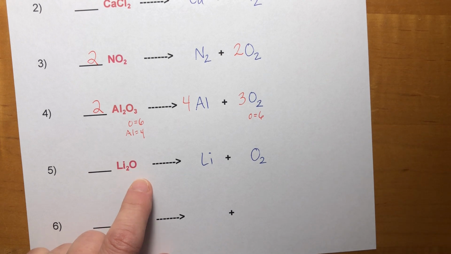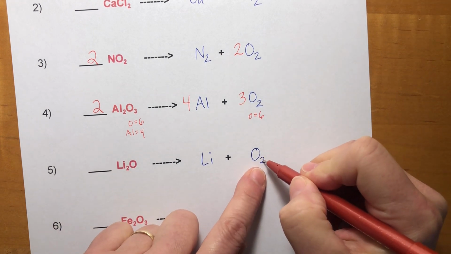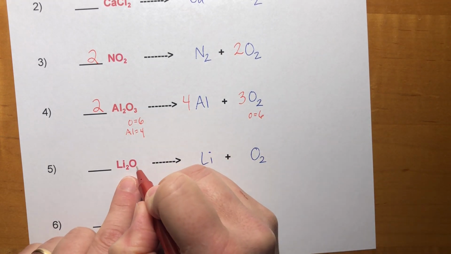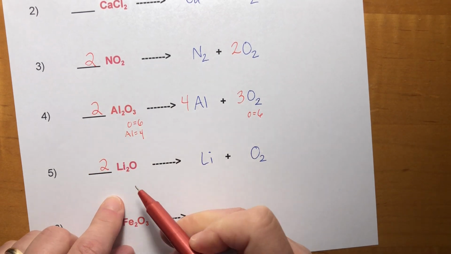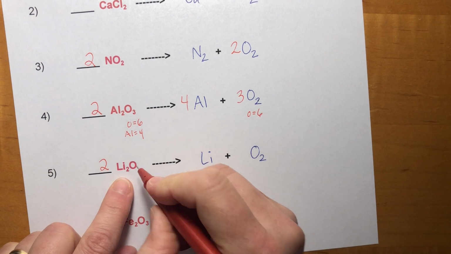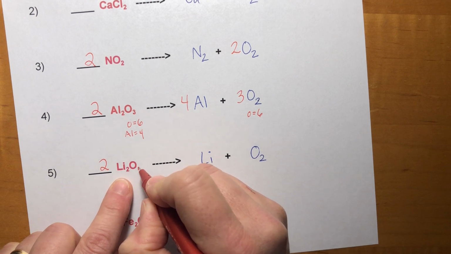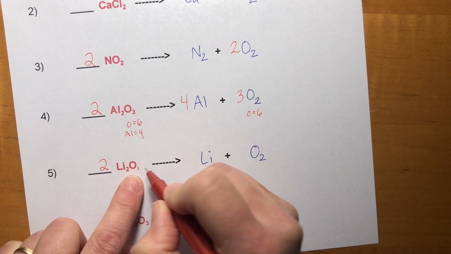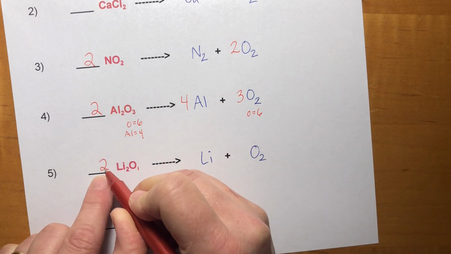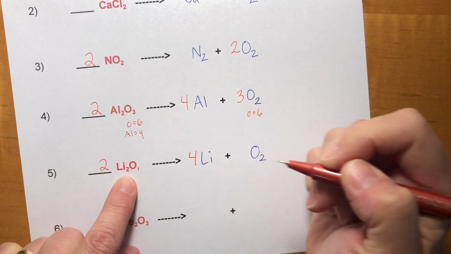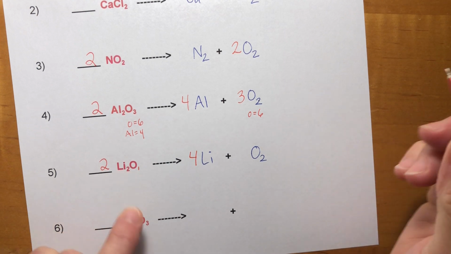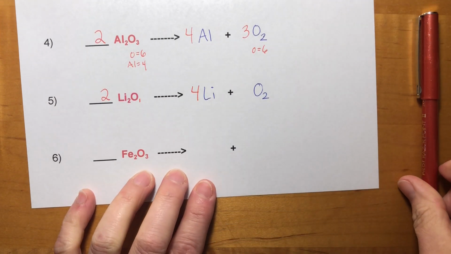So let's do the oxygens first. There's 2 of them here. I need 2 of them here. You can't write a little 2. You need a big coefficient. Put that 2 there, because remember, there's really technically a 1 here right now. 2 times 1 is 2, so that's 2 oxygens. But what did that do to my lithiums? 2 times 2, there's 4 lithiums. Okay, last one.